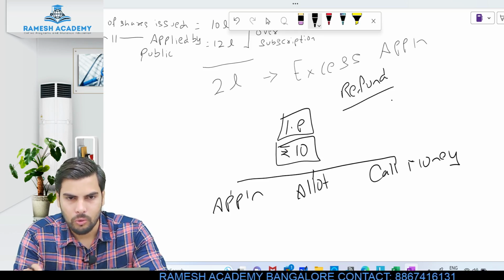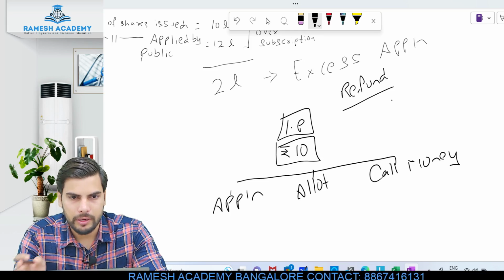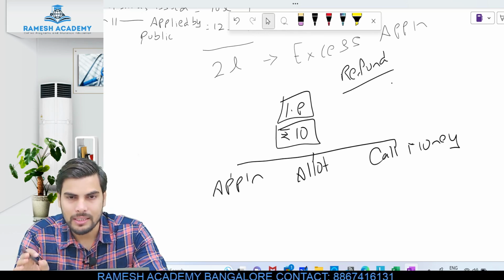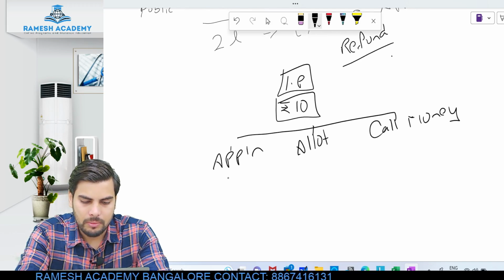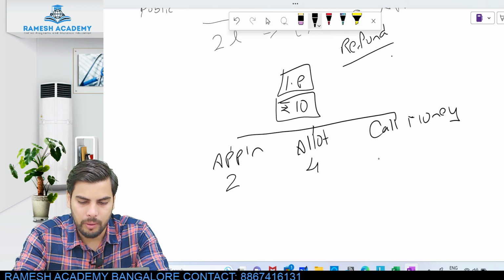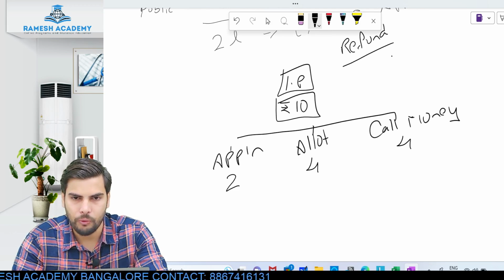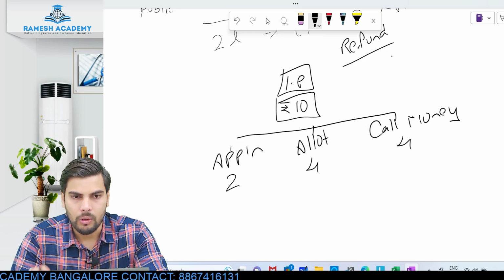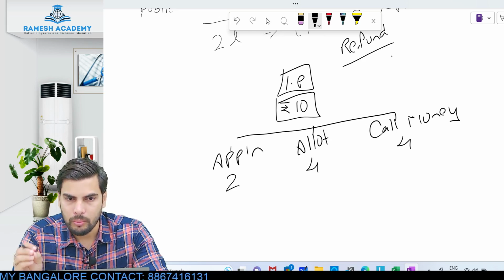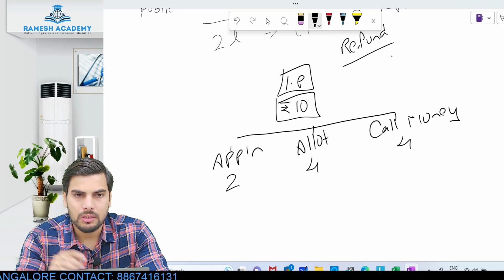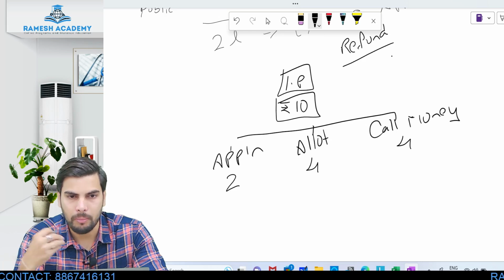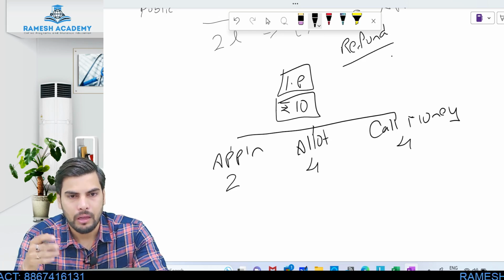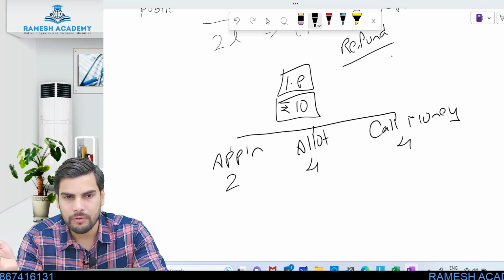Clear? Don't worry about all this, everything will be written in the notes. Just listen to it and understand the concept. So how much is the application money? Application money is 2, allotment money is 4, and call money is 4. Clear? Now the very first thing you need to remember is, I need to pass the journal entry stage wise. At the application stage, first we need to pass the journal entry pertaining to application money received, and then whatever is the excess application will be refunded, and the balance amount will be transferred to share capital.